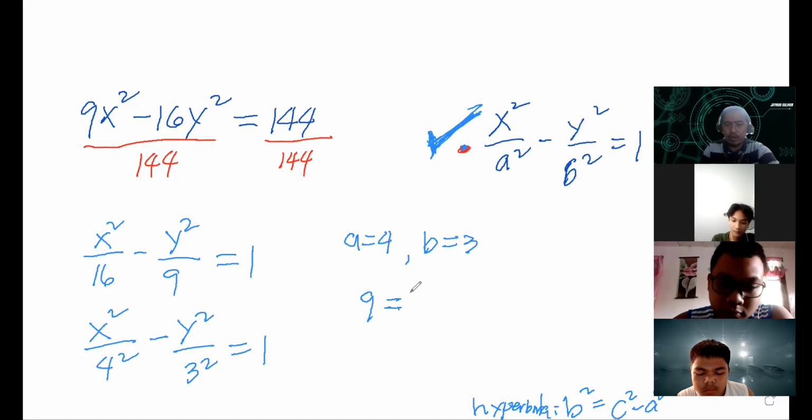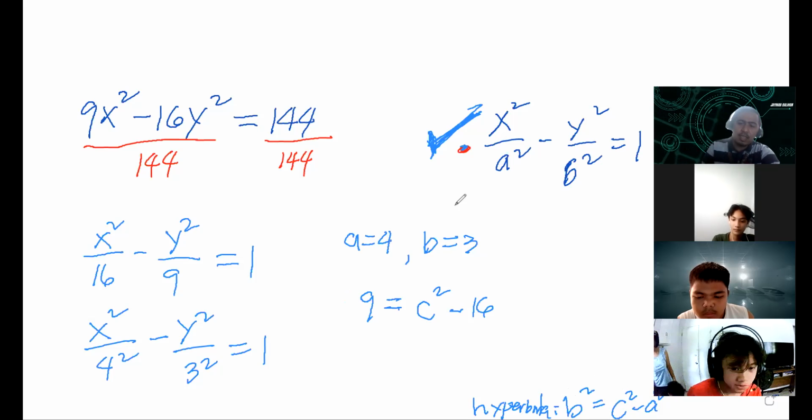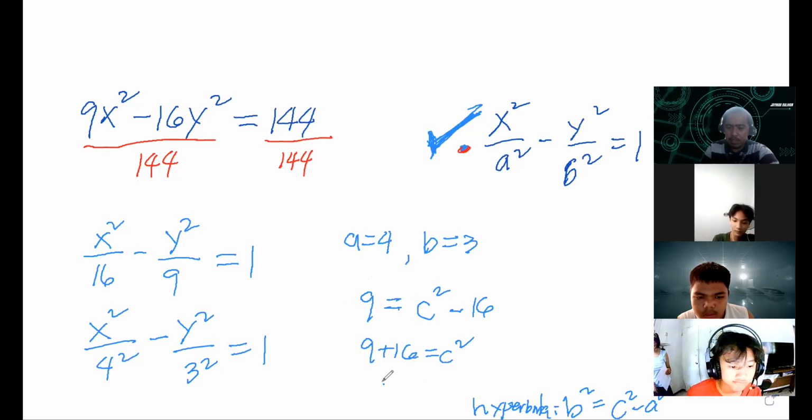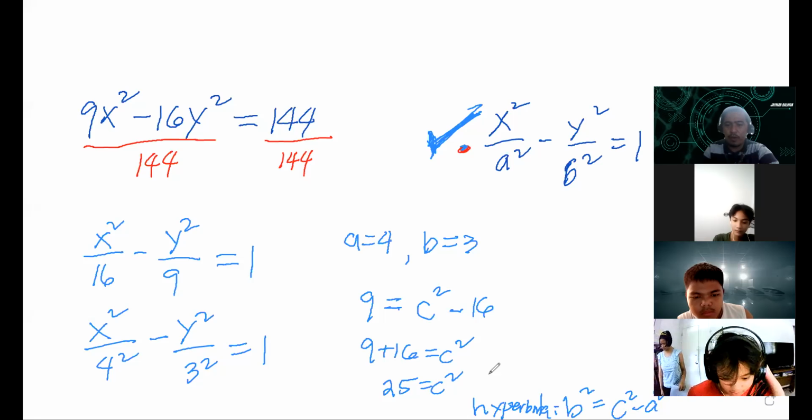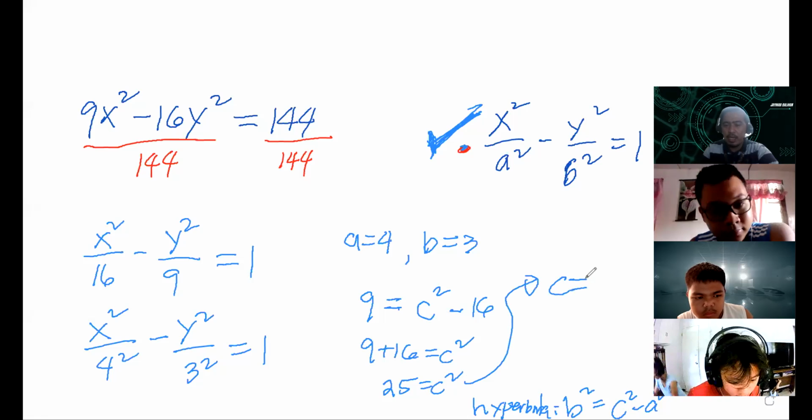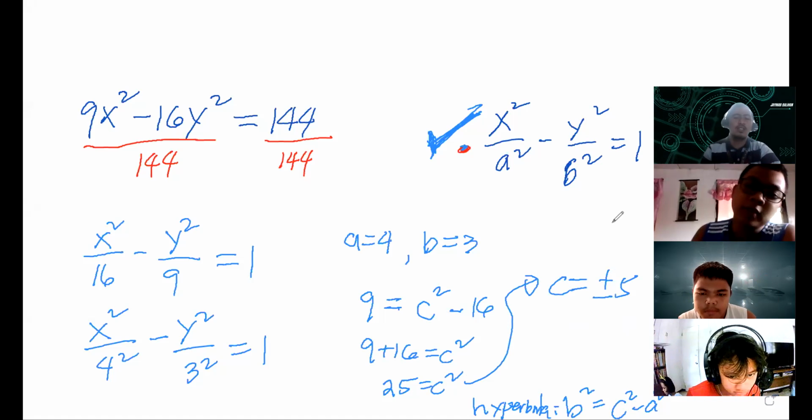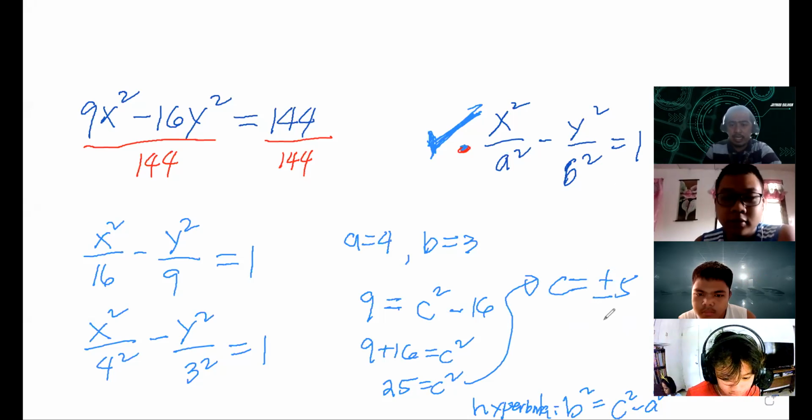Your C squared. Your C is unknown, right? Your A squared, that will be 16. If you transfer that to the other side, it becomes 9 plus 16 equal to C squared. It becomes 25. 25 equal to C squared. So it will follow that your C will be plus or minus 5. Right? Okay. So we already have your A, B, and C.